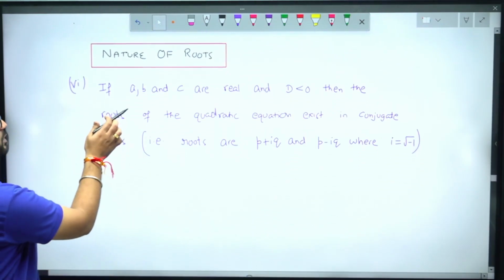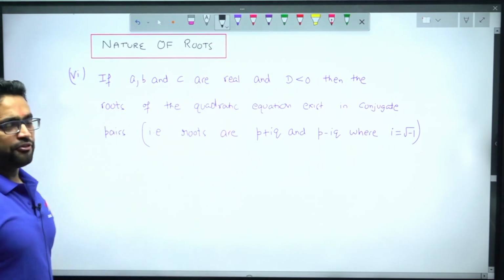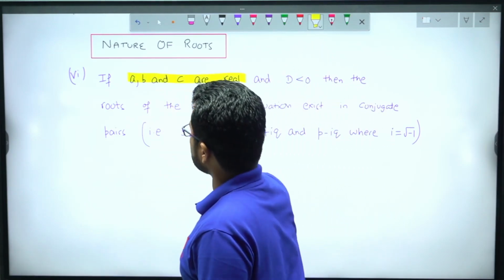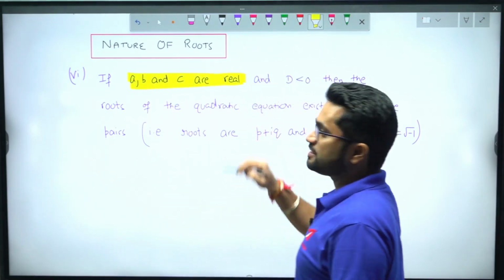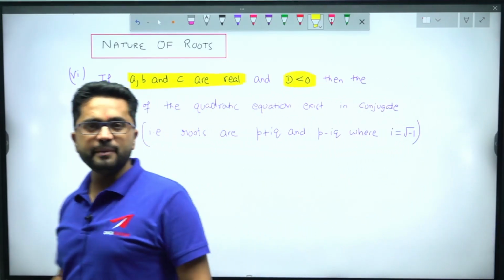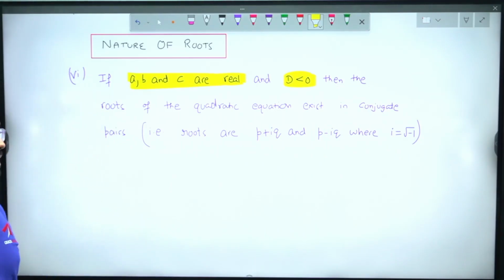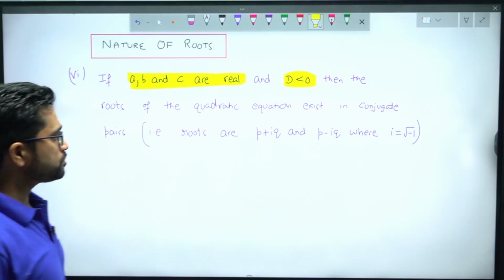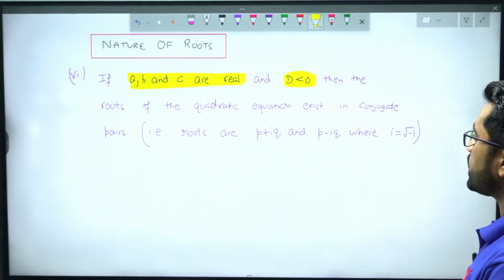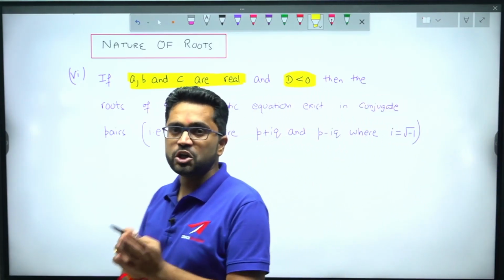So the next point in this case is what? If A, B, C are real, A, B, C are the coefficients, and D is a negative value, then read this further statement please. Then the roots of the quadratic equation exist in conjugate pair.